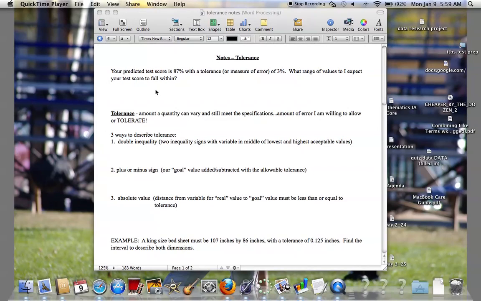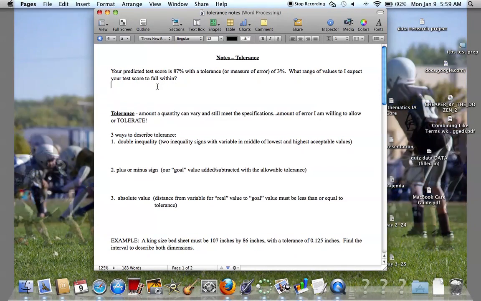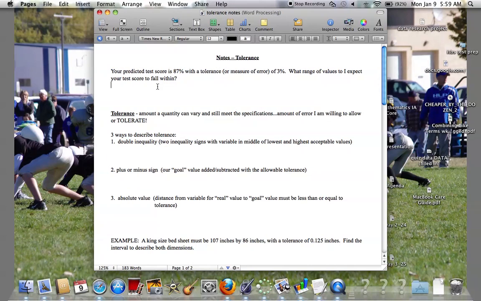All right, 8th graders, it's time to learn about a concept called tolerance. The first question is: your predicted test score is 87% with a tolerance, or in other words, a measure of error, of 3%. What range of values do I expect your test score to fall within?